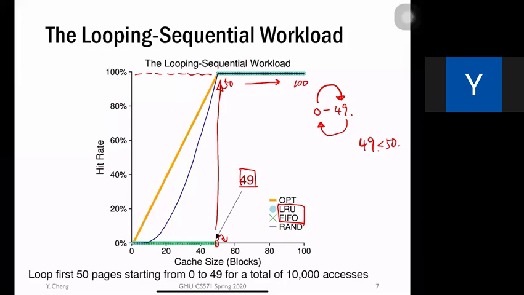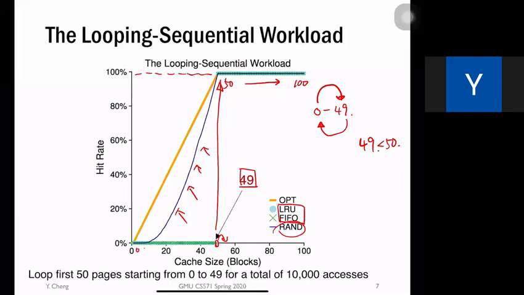Another important takeaway, another important observation, is if you take a look at the random curve, this curve, it's significantly better, and it actually increases as you enlarge the cache size, right?